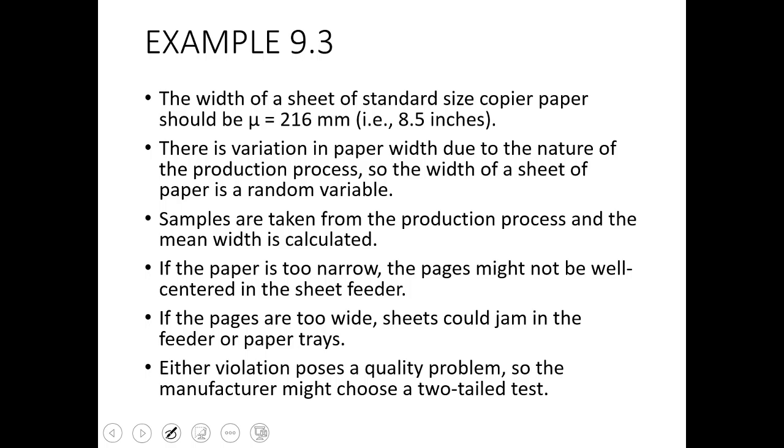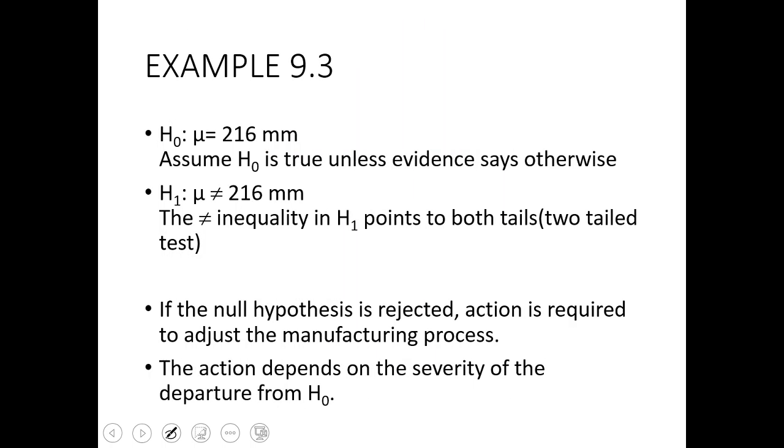And one standard size of copier paper should be 216 millimeters, so 8.5 inches. If this width is not correct, then the copy machine makes some trouble, paper jam or something like that. So this 216 is our benchmark value. The width should be around 216. It should not be less than 216, and it should not be greater than 216.